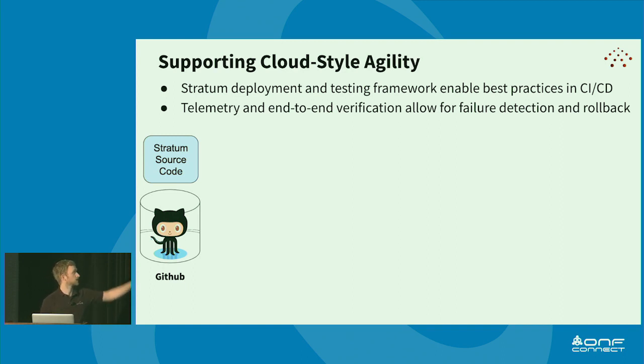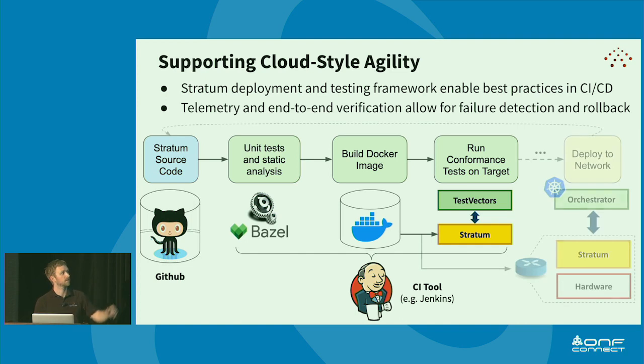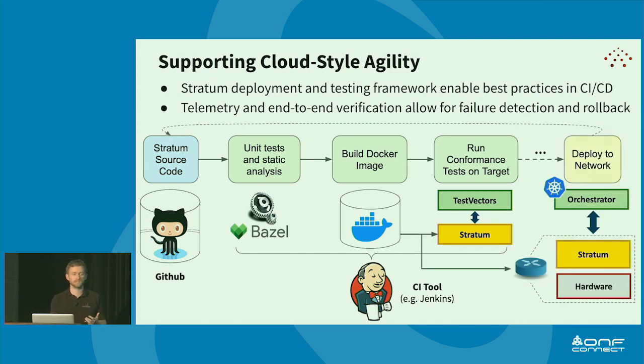So we start with our source code, which could be in GitHub or a private repo. We work it through a CI tool, like Jenkins or Travis or Circle CI, who's responsible for running unit tests and static analysis, building Docker images, and then running conformance tests. These are where test vectors get run on top of a Stratum-based switch. After it passes CI, it may go through a few additional qualification steps, but ultimately it'll be deployed to the network. And we can deploy it to the network using the same practices used to deploy containers to cloud infrastructure today.